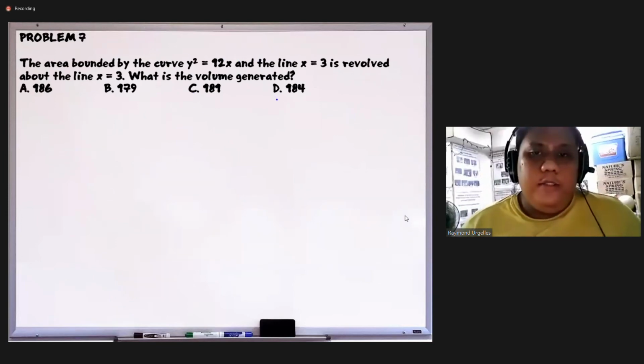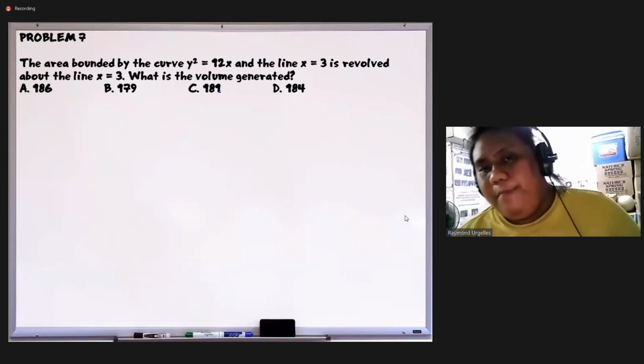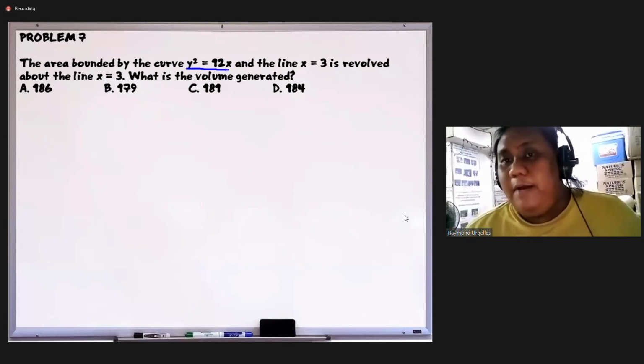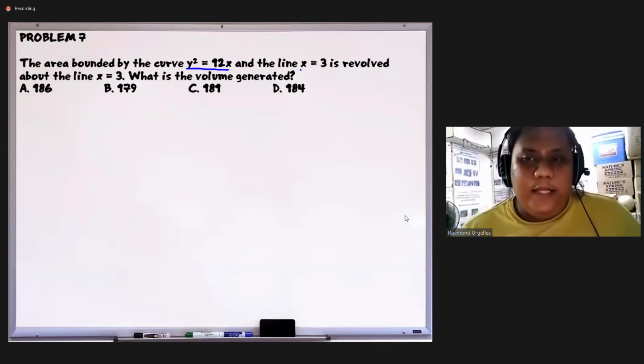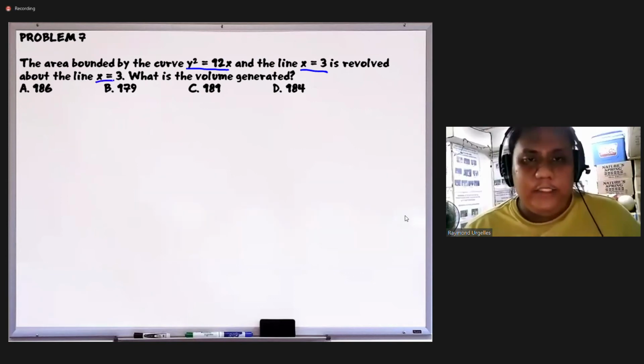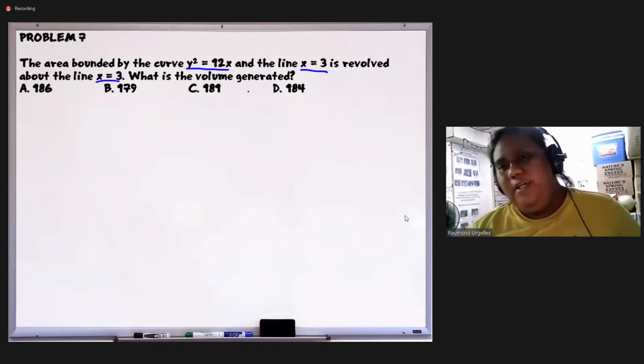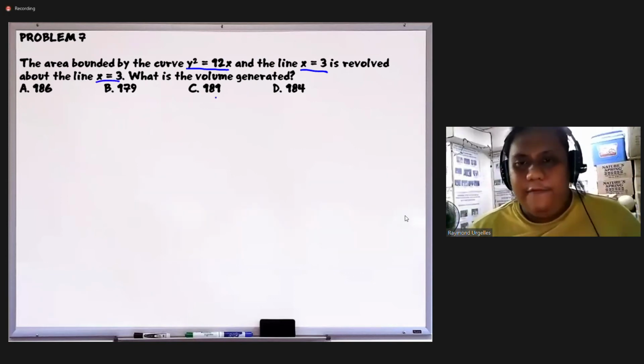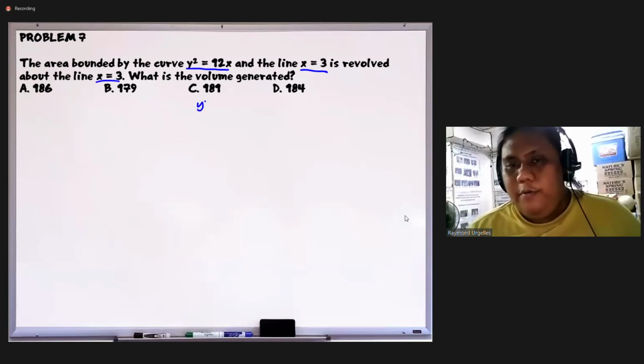Let's try to solve this one. The area bounded by the curve, this is a parabola, and the line x is equal to 3. x equals 3 is a vertical line, because the x coordinate is given. It is revolved about the line x equals 3. Find the volume generated. Let's graph the problem first. We are given y squared is equal to 12x.